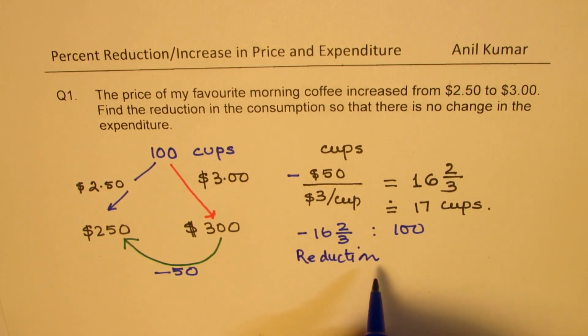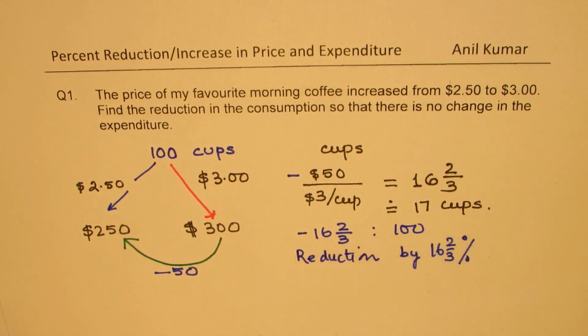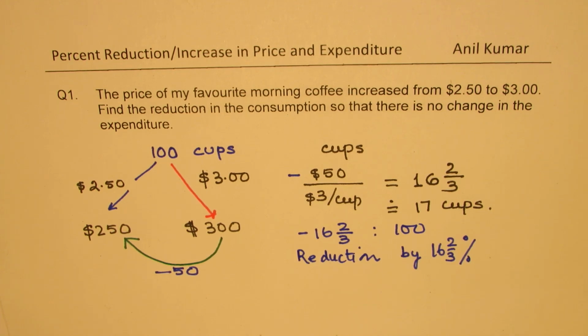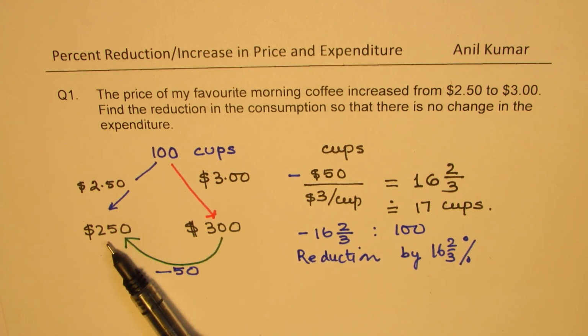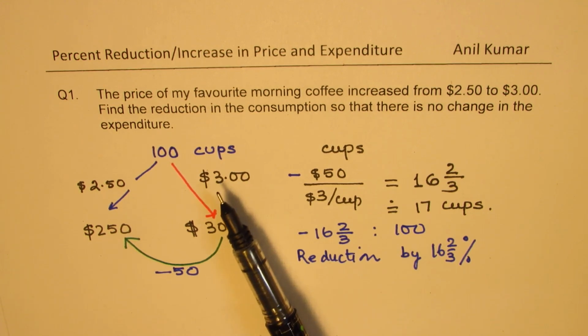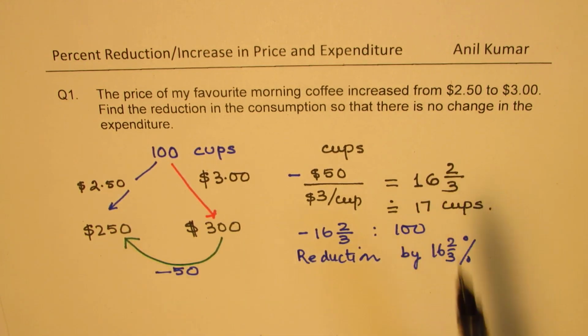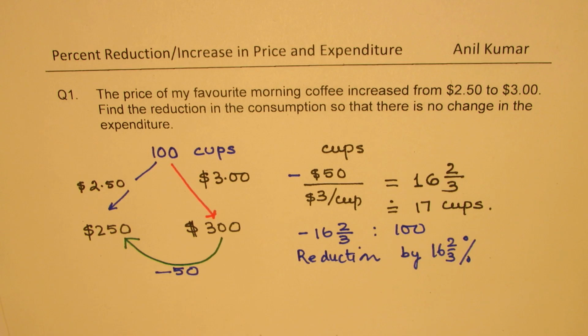Do you get the idea? So reduction by 16 2/3%, since it is on every 100 consumed. Does it make sense to you? Correct? So that is how easily we can understand and solve such a question. And it really doesn't take a minute, right? So simple. With $3, $300, but we want to spend $250, less $50, correct? Since the price is $3 each, dividing 50 by 3, we get almost 17 cups to reduce out of 100. So 17% less. Perfect.